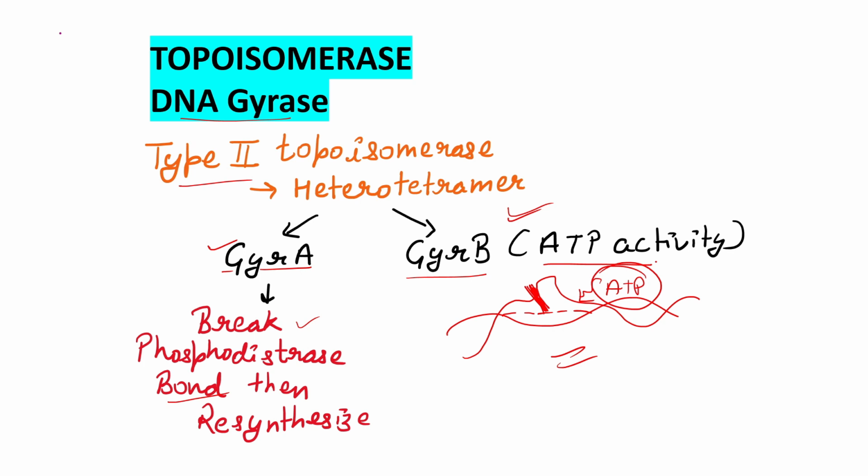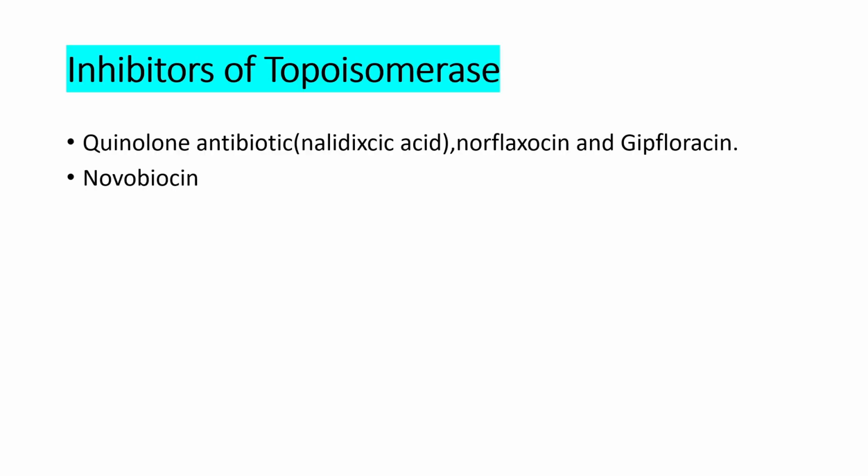Now, inhibitors of topoisomerase. These are the inhibitors of topoisomerase which you have to remember. These have been asked in previous year questions in CSIR NET. Quinolone antibiotics, nalidixic acid, norfloxacin, and ciprofloxacin, novobiocin. So these are the inhibitors which you have to remember.